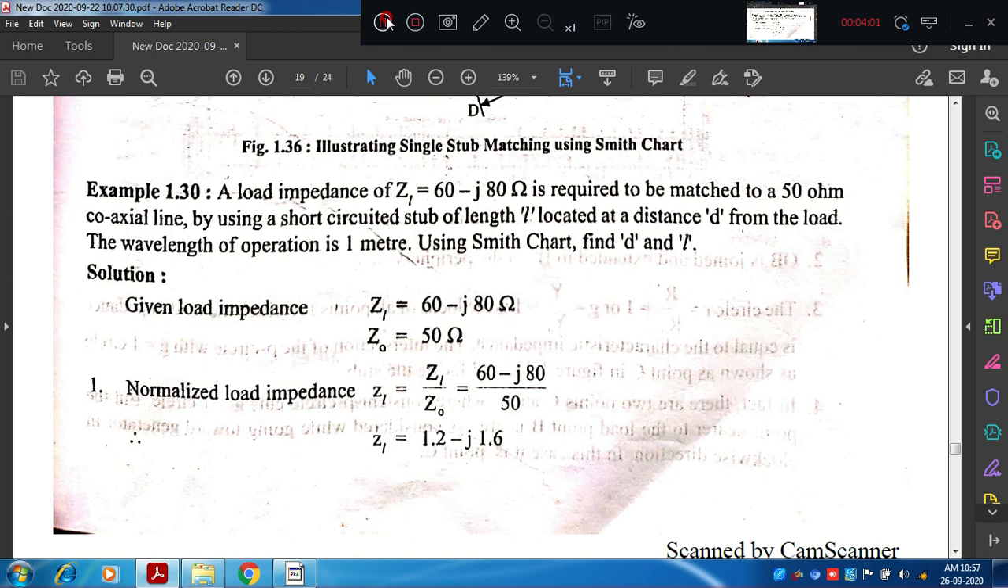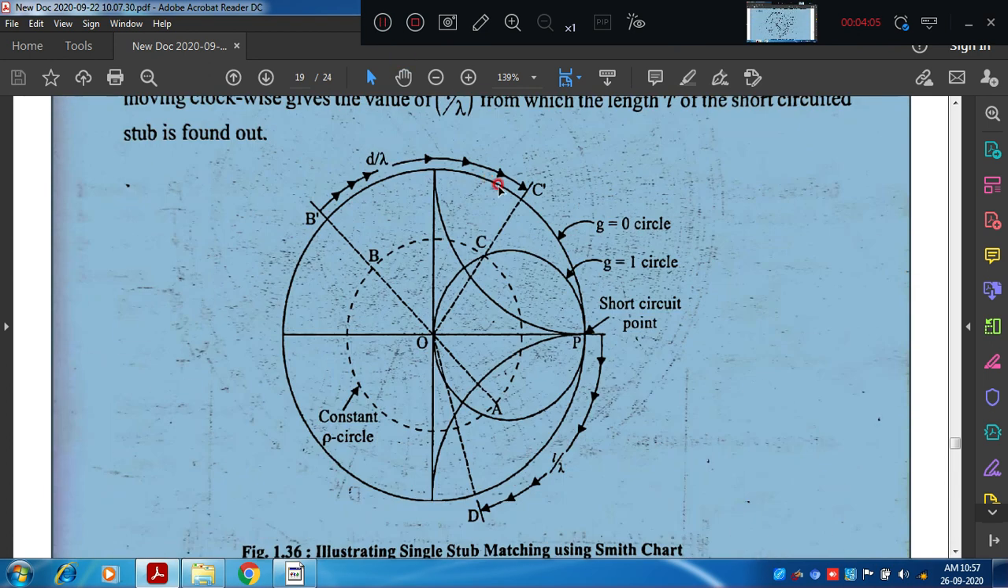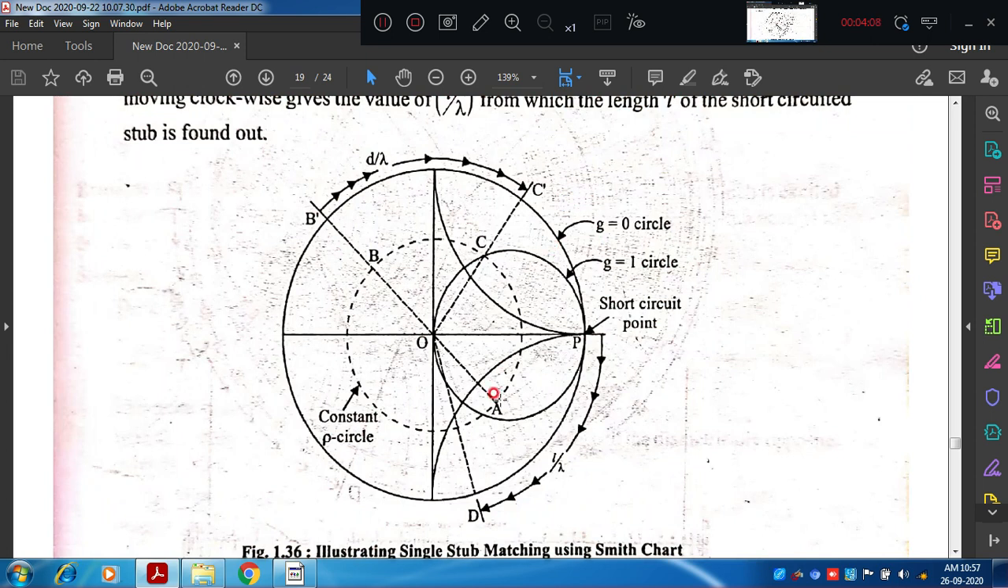Now I'll repeat the procedure again. Locate the load point A, and with OA as radius, draw the rho circle. We extend this line back to the points B and B dash. This rho circle cuts the unity G circle at two points, C and this point. From B dash, you should move in the clockwise direction to where this line appears first. That is the d by lambda distance.